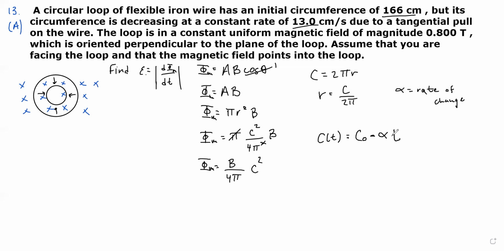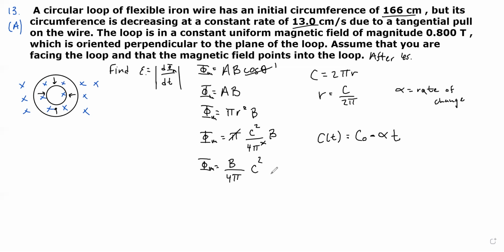So alpha times time, right? Our circumference is going to be equal to the original circumference minus the rate of change times the amount of time that has happened. So in this 6 seconds, that was the second part of the problem. It wants us to find the EMF after 6 seconds. I forgot to write that part. So we want to know the circumference, or the EMF, after 6 seconds. So this would be 166 minus 13 times 6. That would give us the current circumference of the circle.